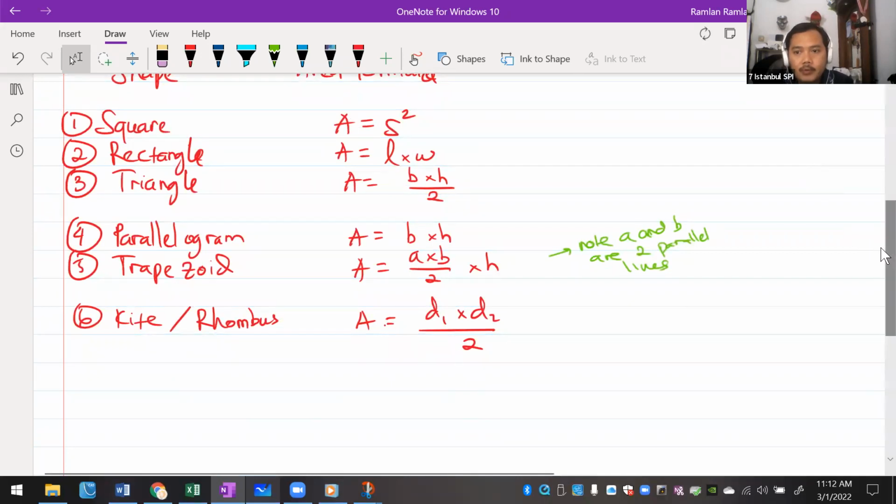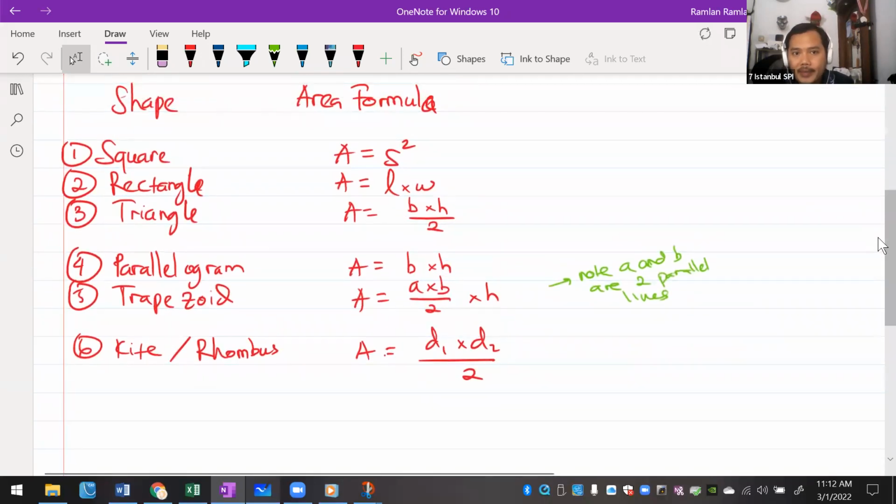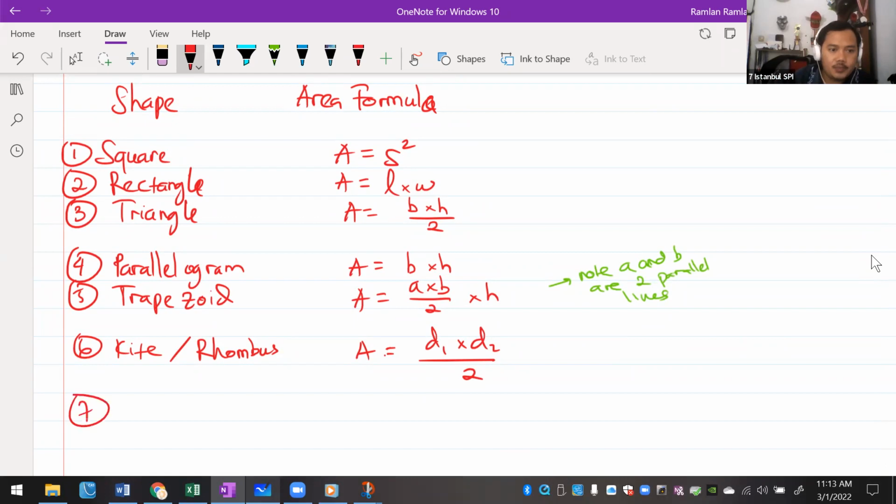Okay, next up, actually we have one more. I'm going to write down the formula for you, but we're not going to talk deeper about that because we will talk about it in grade 8. I'm going to write down the name of the shape, which is circle. The area of a circle is equal to pi r squared.